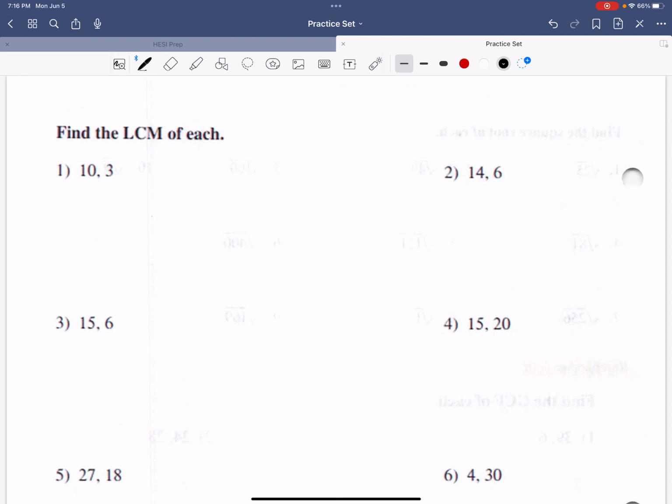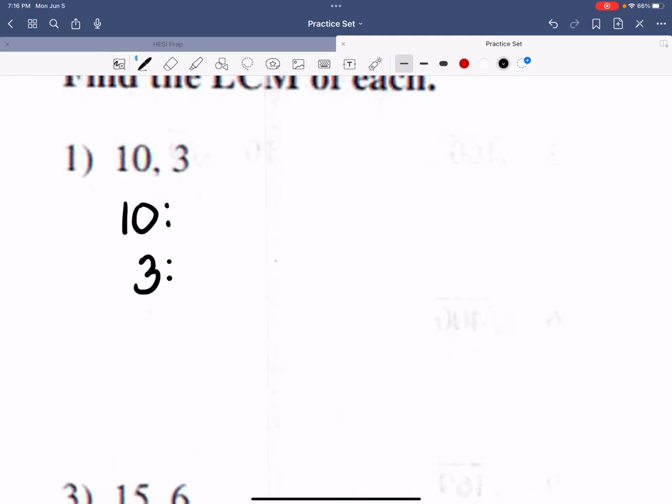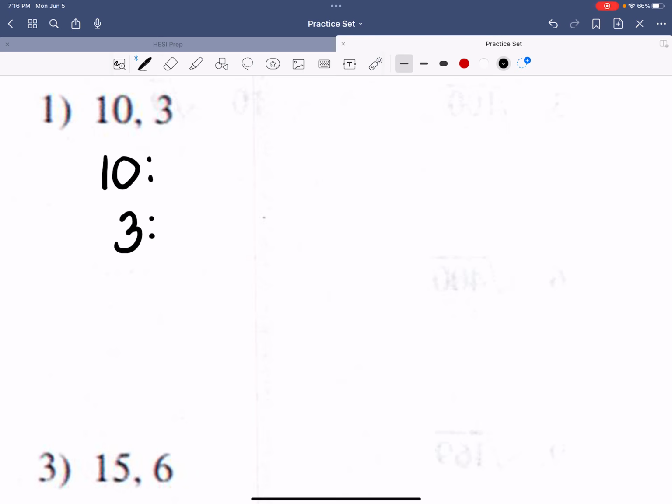This is still practice set 4. We're looking at least common multiples on this one. So remember, multiples we're building up. I'm going to start with the 10 and the 3, and I'm going to run that smaller line until I get a stopping place. You want these to be consecutive.